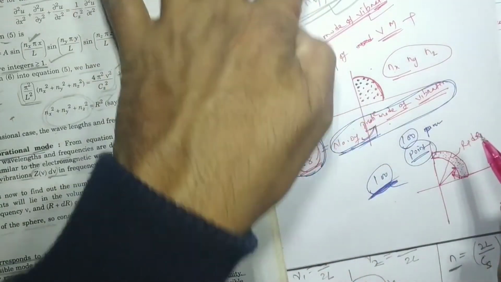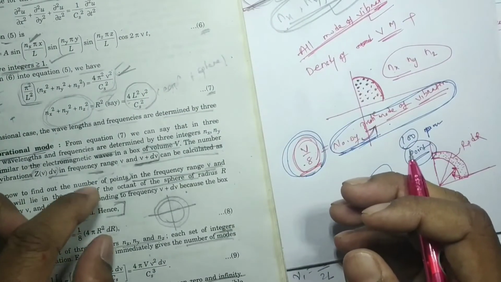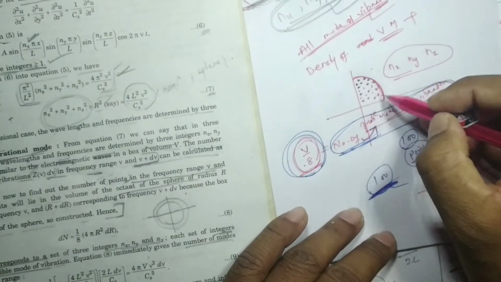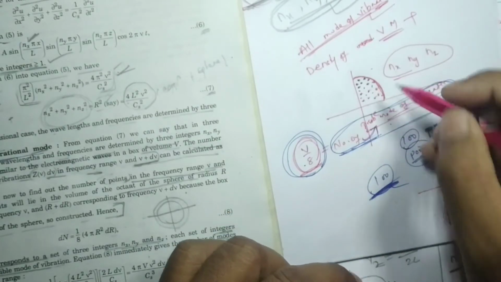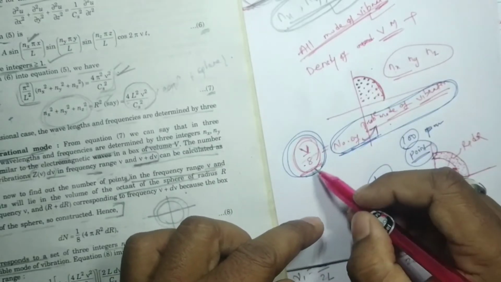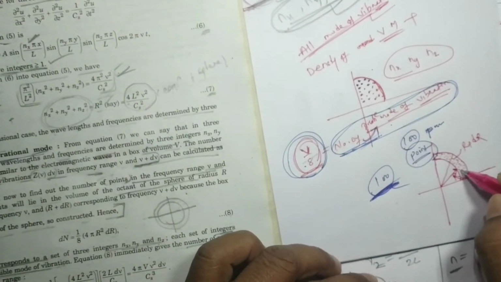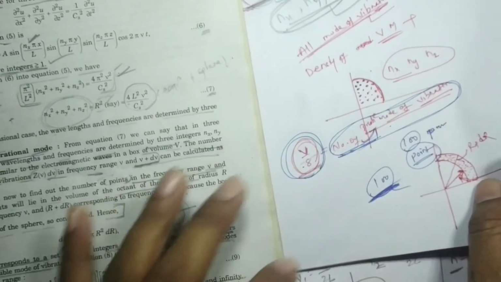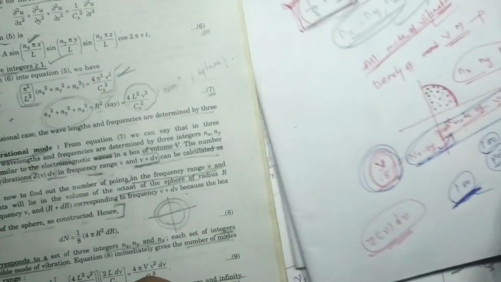So I suggest that whatever I explain, you write down in rough, and paste it here. The whole volume of this octant is V by 8. This is the number of possible modes of vibration. But if we consider the number of modes of vibration between r and r plus dr, that is called the so-called density of mode of vibration, which is z of mu d mu. What is its value? Now we are going to calculate it.